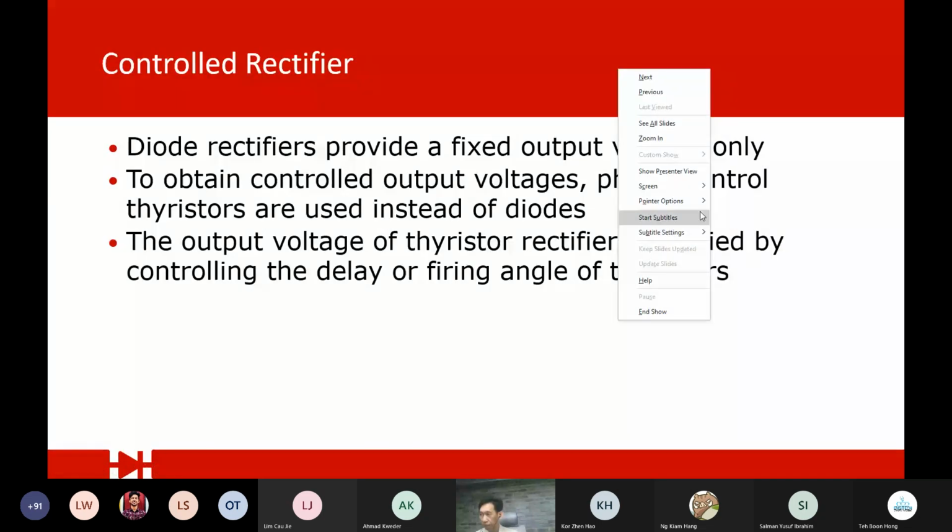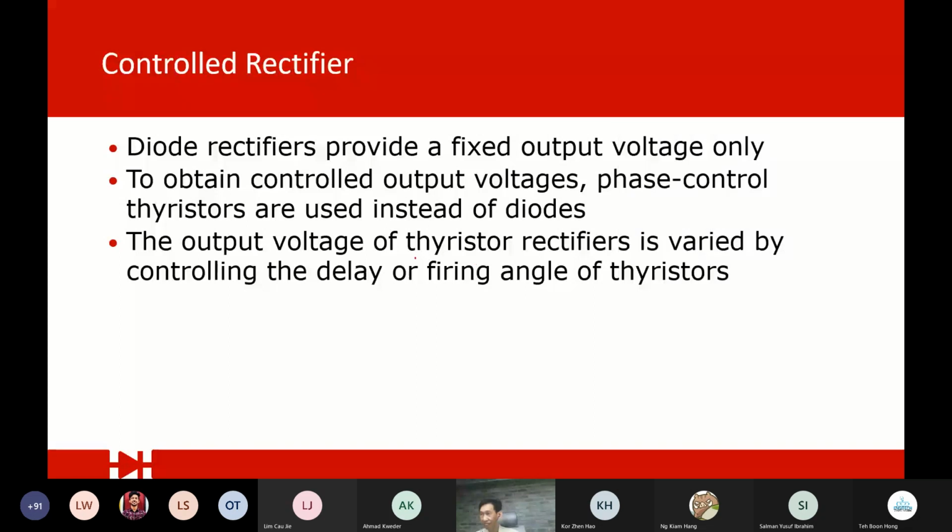The thyristor, as we already learned in the AC converters, helps to chop off the waveform. By doing that, with different firing angles, you can chop off the waveform, and with that you can actually control the magnitude of the voltage. So that's why thyristors are sometimes also called SCR, silicon controlled rectifier.